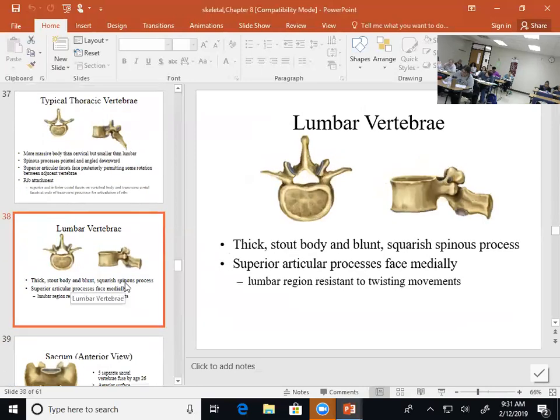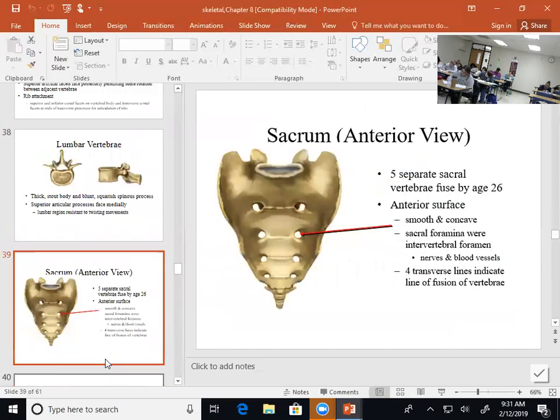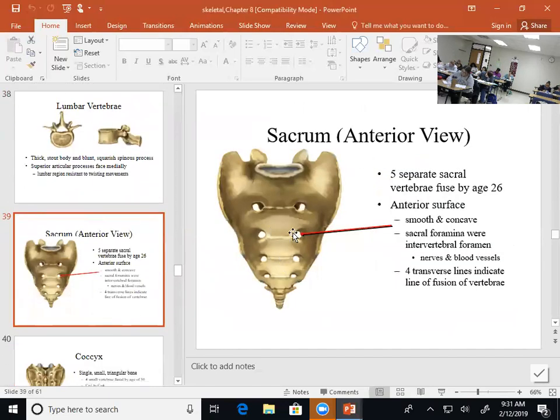The lumbar vertebrae are the thickest bodied ones, but that's because they have to withstand the highest amount of pressure. So that makes good sense too, doesn't it? And then the sacrum, we said this is where the sacral vertebrae fuse. They usually fuse by the late 20s. They're usually already fused by then. You can tell that woman must have been older than that because her sacrum is fused, isn't it?